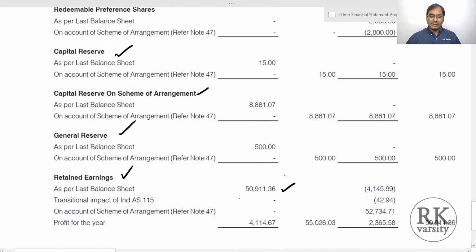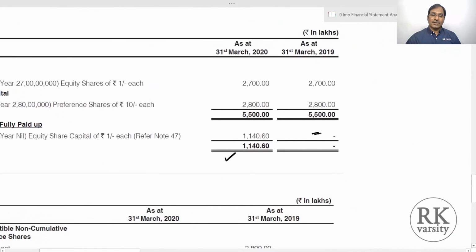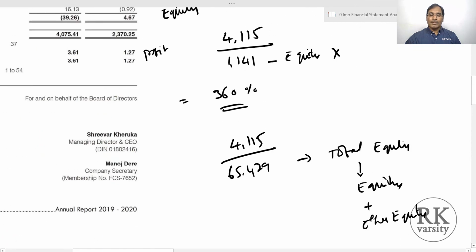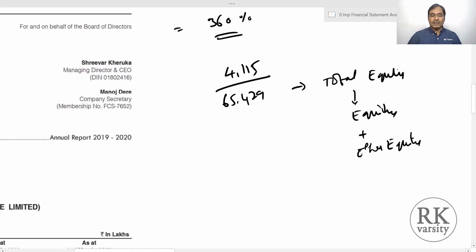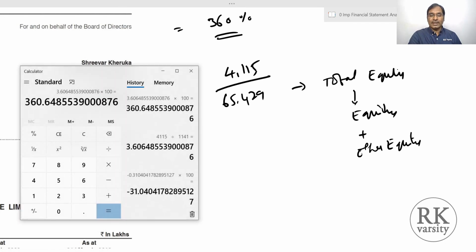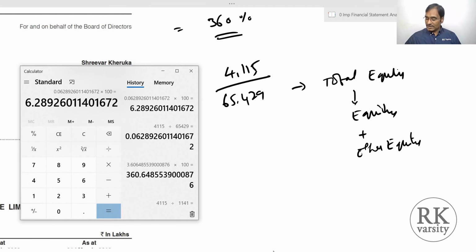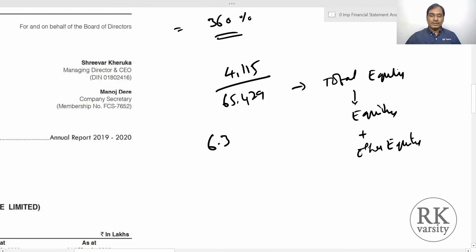If you see here, the retained earnings of the company is phenomenal. There is 50,911 lakhs. In the sense, for many years the company is earning profits and continuously accumulating its profits, because of which you have a very high general reserve. So using these values, we calculate the return on total equity, that is 4,115 upon 65,429. So 0.06 and this into 100. So 6.28% or 6.3% is the return on total equity.